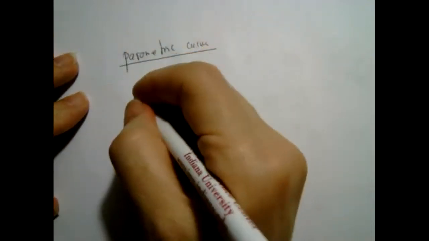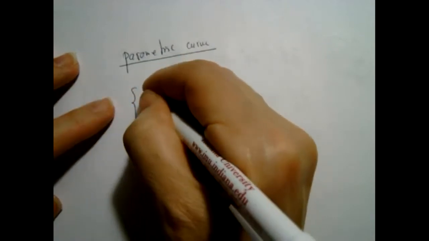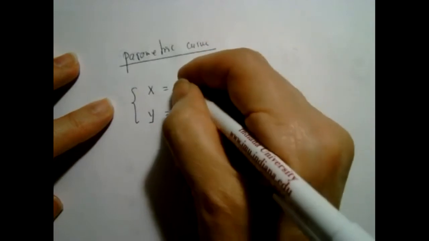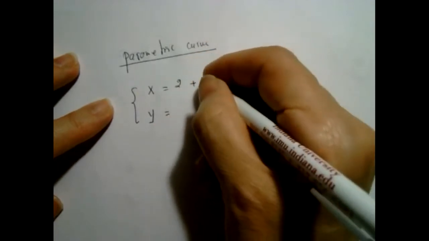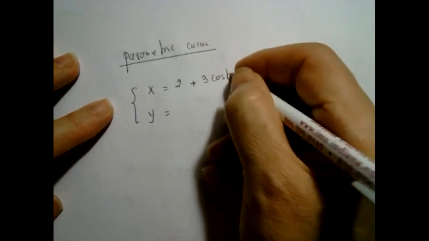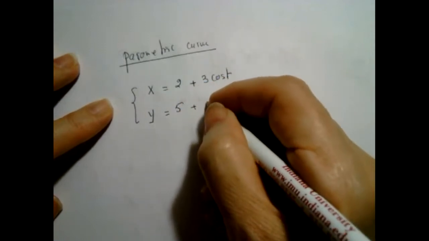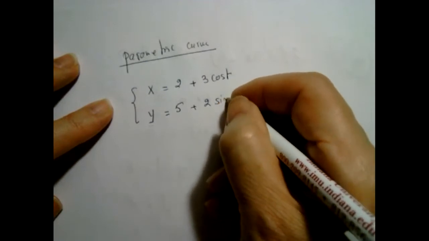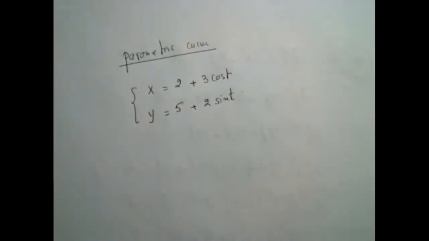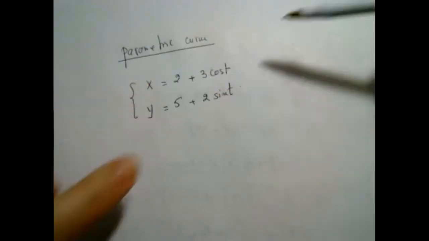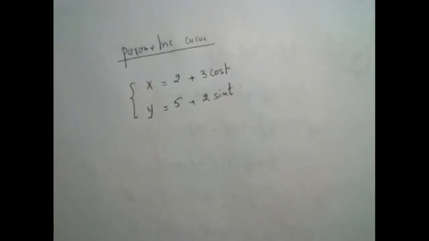Okay. Suppose I tell you, let's consider the curve given by the following parametrization: x equals, let us say, 2 plus 3 cosine t, and y equals 5 plus 2 sine t. Now I give you the same type of problem where I put 3 here and 3 here, and we got a circle. That's the one you had on your previous quiz.